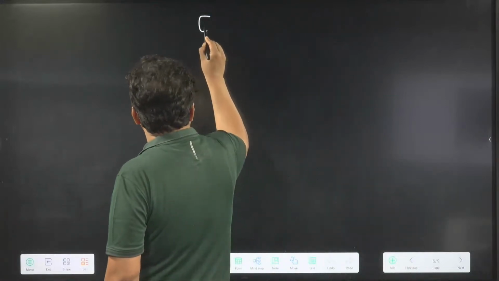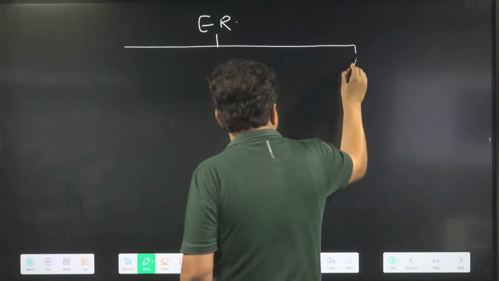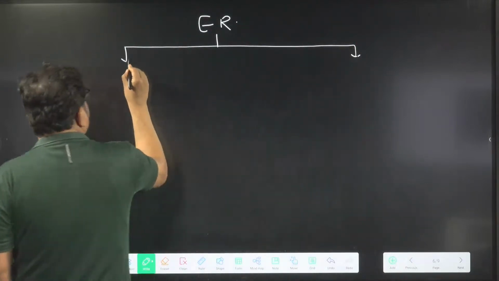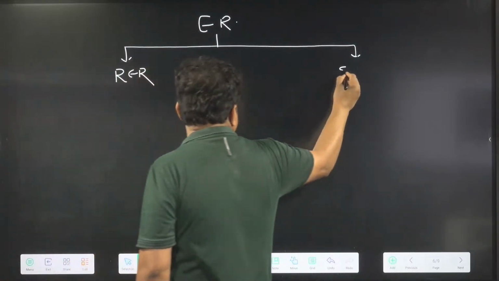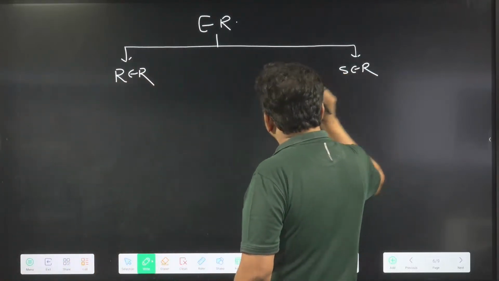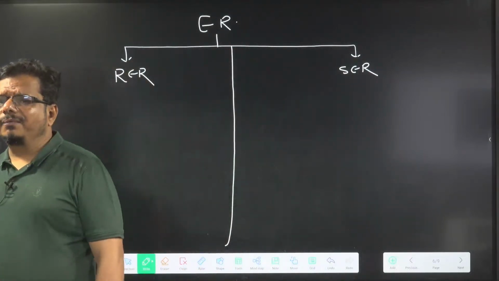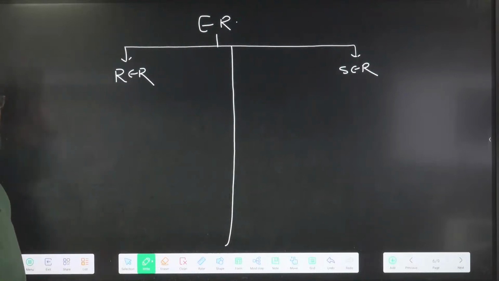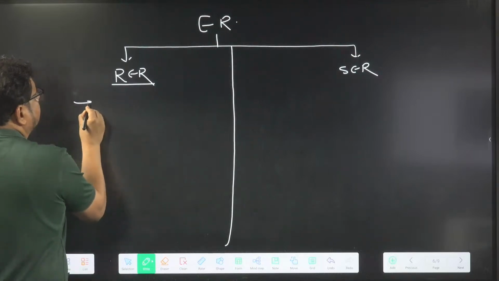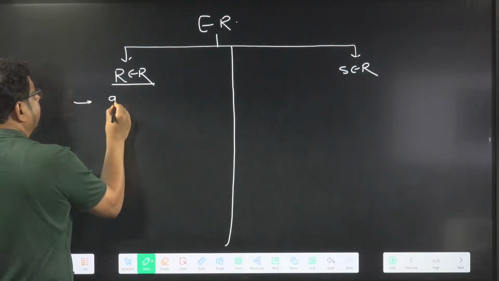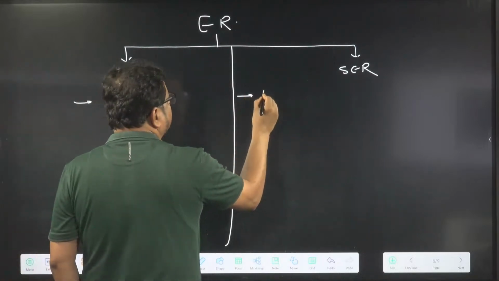Now I am going to talk about the types of ER. If you talk about the endoplasmic reticulum, it is of how many types? Two types. One is rough endoplasmic reticulum and another is smooth endoplasmic reticulum. Now I am going to tell you some differences between rough and smooth endoplasmic reticulum. RER is granular. Here it is agranular.